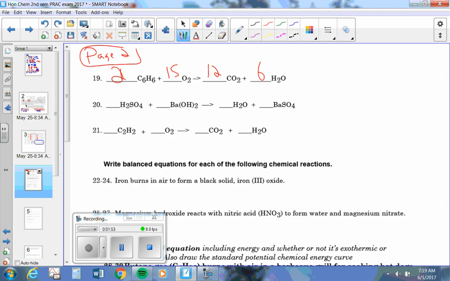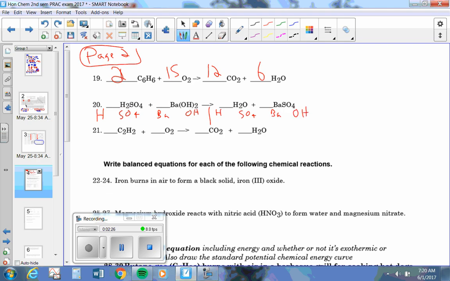Next one's another classic. It's a double replacement reaction, and in this type, keep the polyatomic ions together. I'm not going to count H's, S's, O's, and Ba's. I'm going to count H's, SO4's, Ba's, and OH's. And on this side, it looks like I don't have H's and OH's, but I'm going to. I'll show you what I'm talking about. H's, SO4's, Ba's, and OH's.